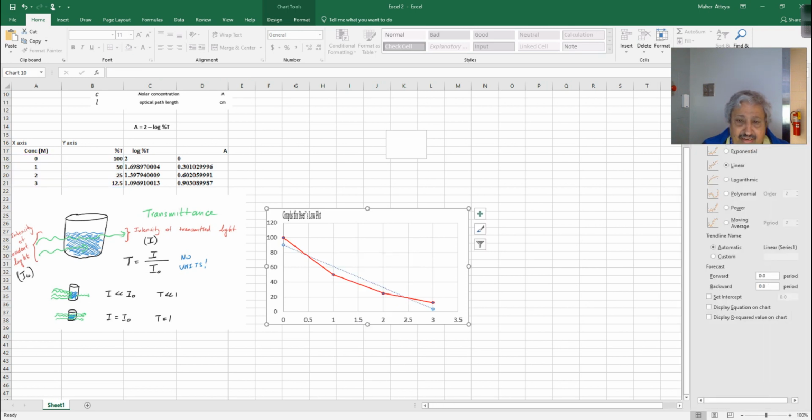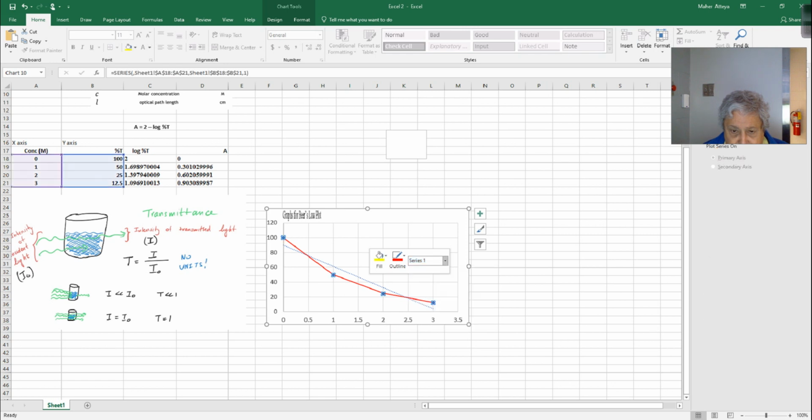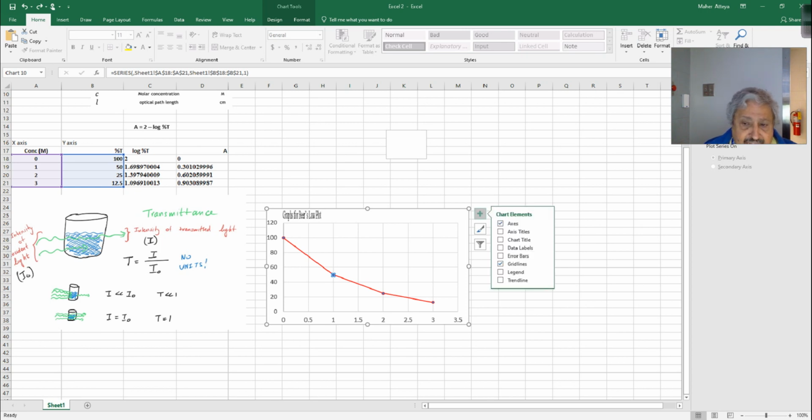Add trend line. When you add the trend line, that's your slope here. We can give you the slope if you want. This is the trend line here. If you want to get the slope, you can get the slope and the regression if you want. So here it is. You can add the trend line.